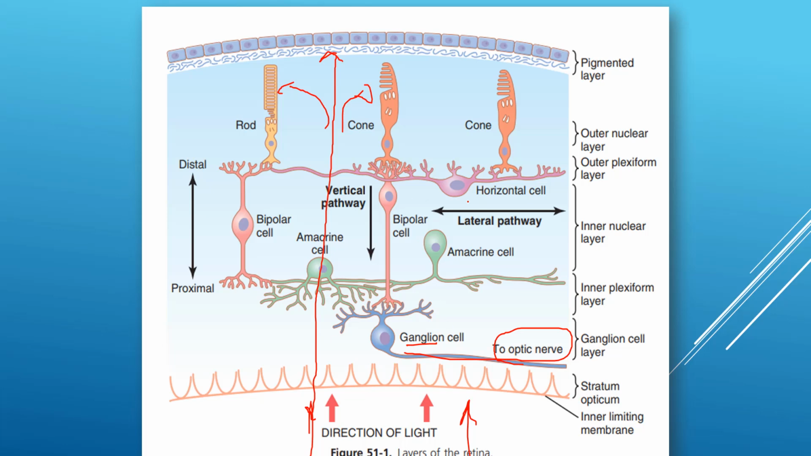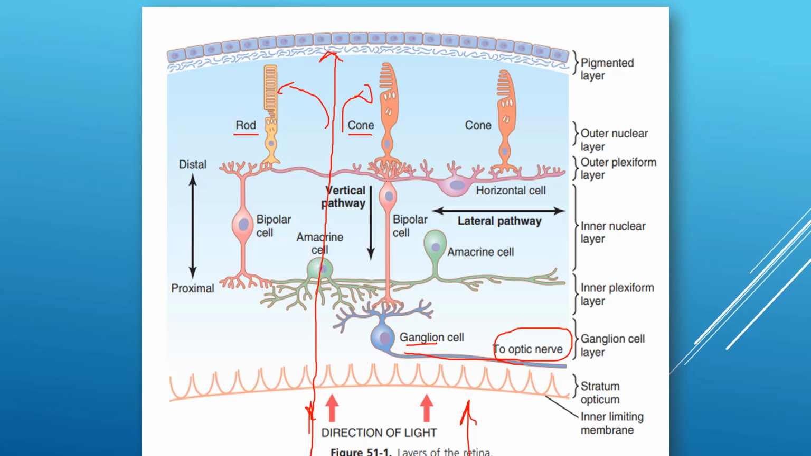So axons of ganglion cells form the optic nerve. What about the other cells, horizontal cell and amacrine cell? They play a role in the vision of different colors in different brightness. What does it mean? You know that the cones are responsible for bright light and colors, while rods are responsible for vision in dark areas.